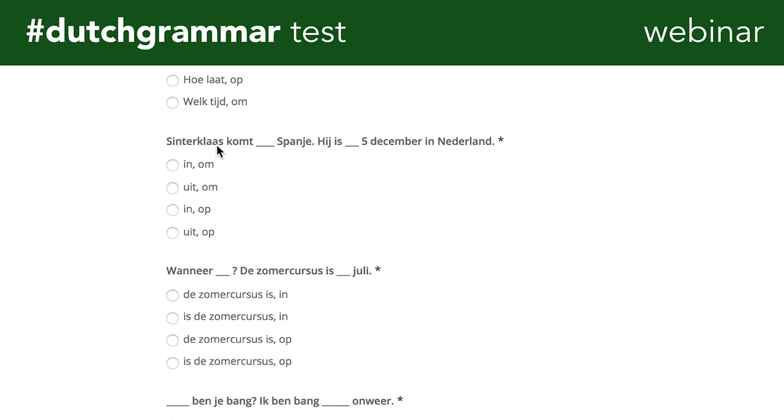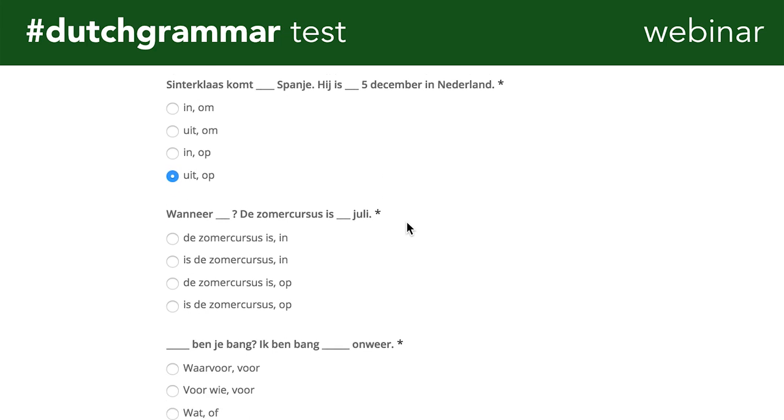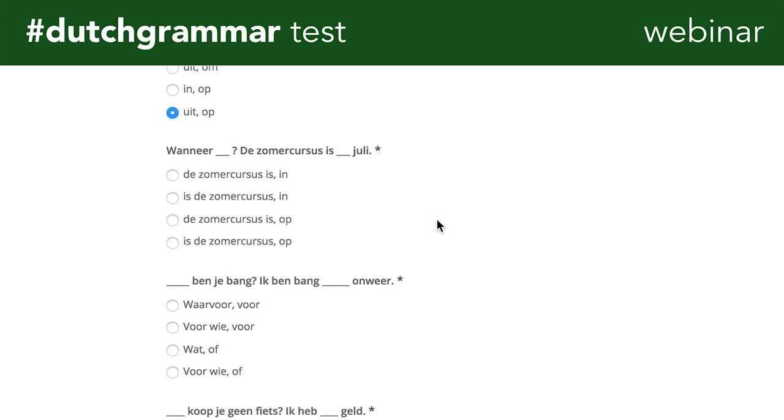Prepositions again. Lesson 13. You live in, but you're coming from. In Dutch, Sinterklaas komt uit. And with the specific date, we use op. Answer 4. Next one. A question and an answer.